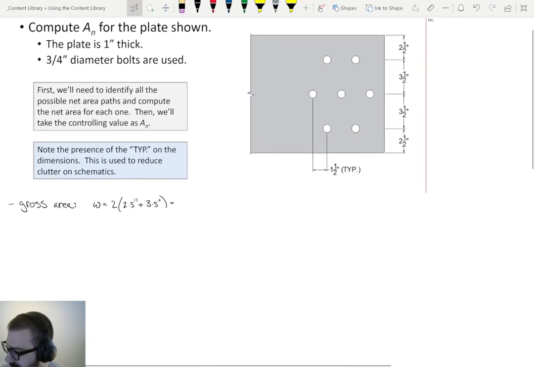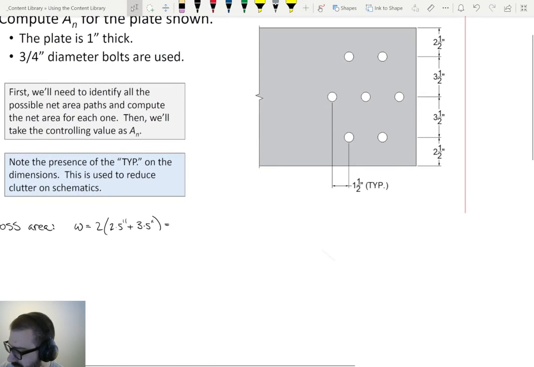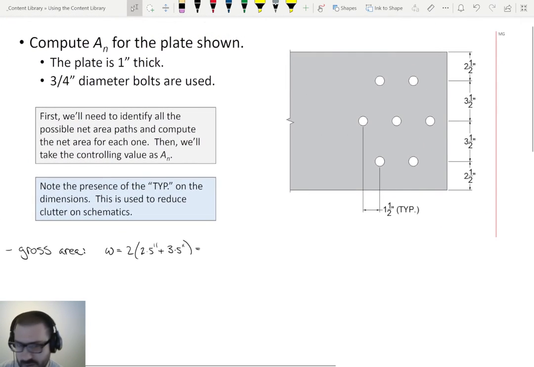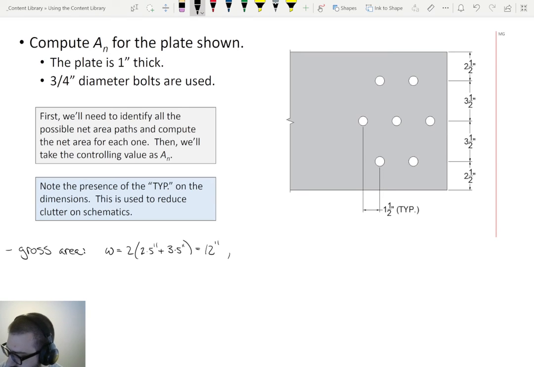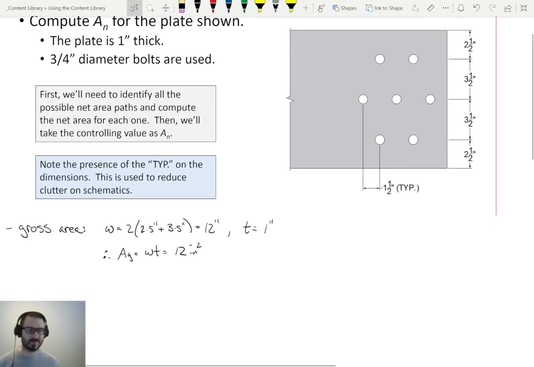Let's make that a little bigger. Okay, so that's 12 inches. The thickness is also 1 inch, as was given in the problem. We can see that up here. Therefore, the gross area is just the width times the thickness, or 12 square inches. I'm going to change that to the exponent. It looks awfully like a 3. Okay, I gotta believe that's pretty easy.